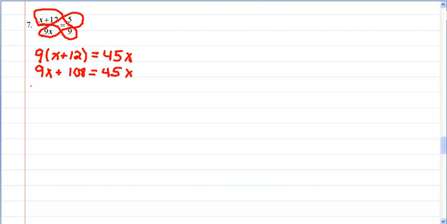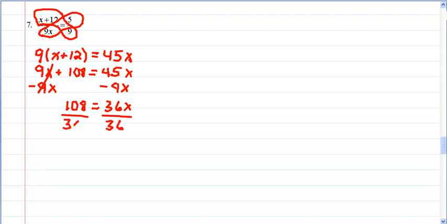And to solve this equation, I'm going to subtract the 9x from both sides, so that I'm left with 108 is equal to 36x. And when I divide both sides by 36, I get 3 is equal to x, which is the same as x equals 3.